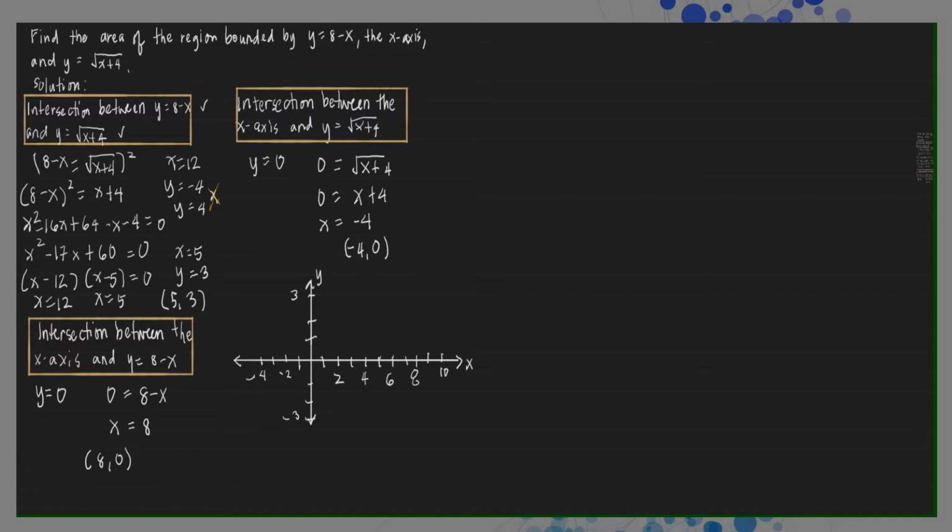Okay, so next we will be plotting these points and sketching our curves. So we plot the point (8, 0). So this is the point (8, 0). And then we also have the point (negative 4, 0) and the point (5, 3).